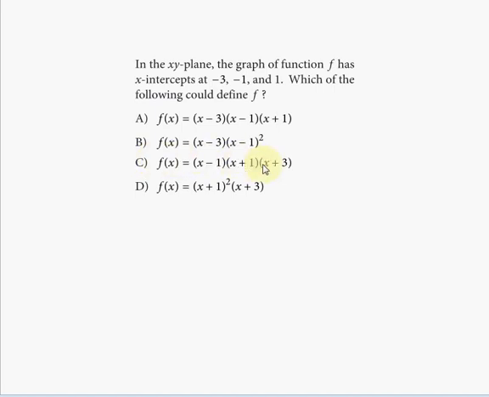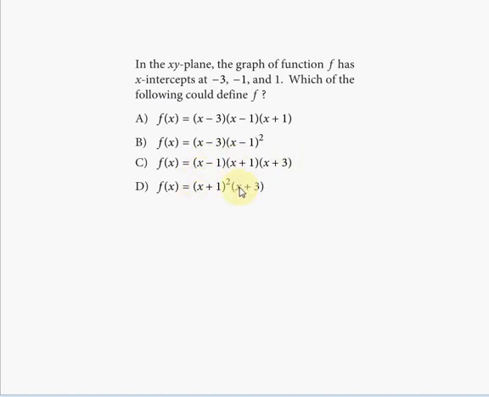It can define the function, because you have 3 factors satisfying these x values that represent x-intercepts that make the function value equal 0. Right? So this is the correct answer choice.